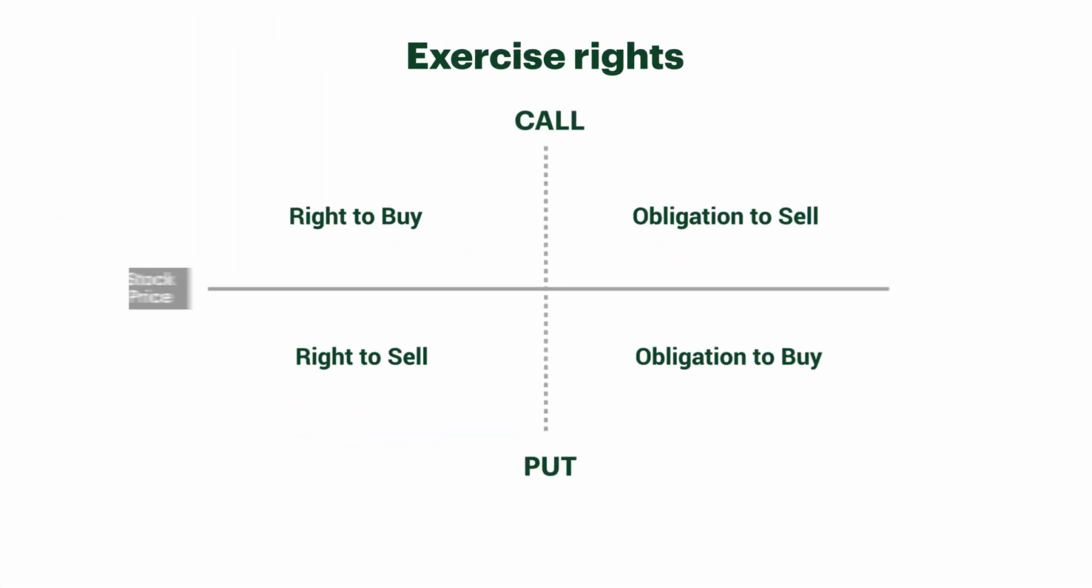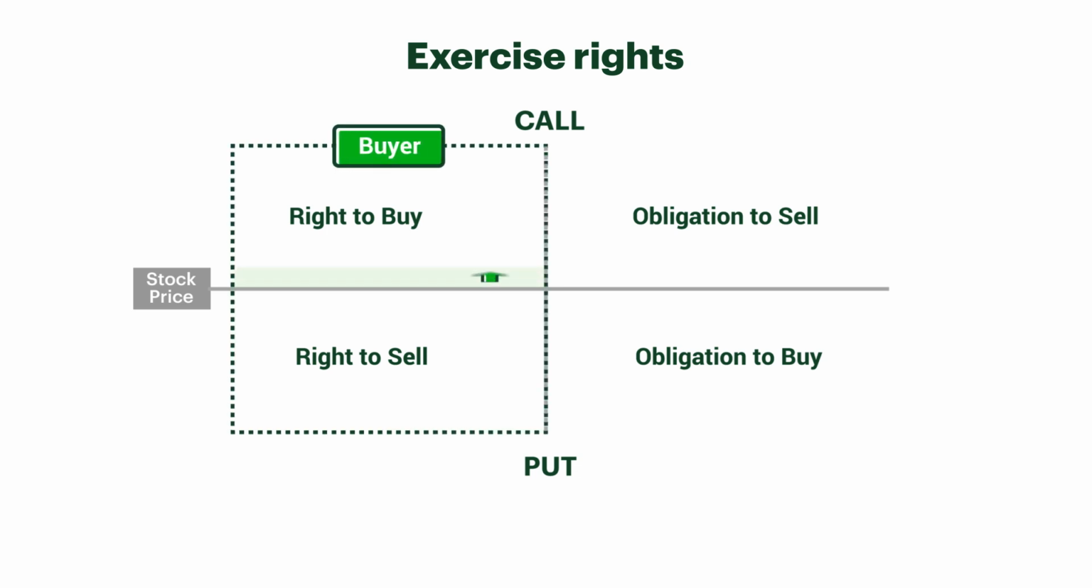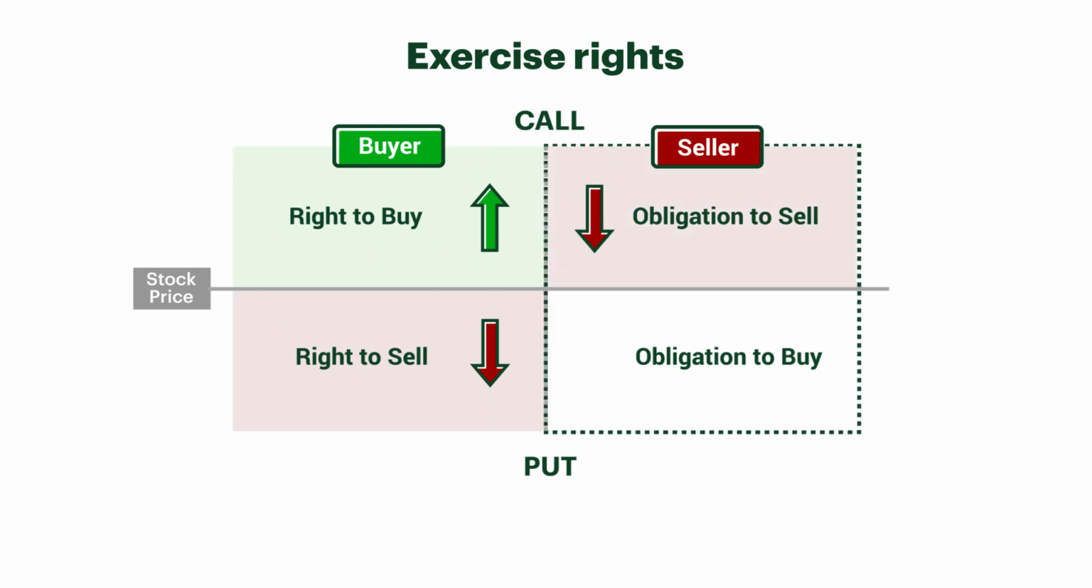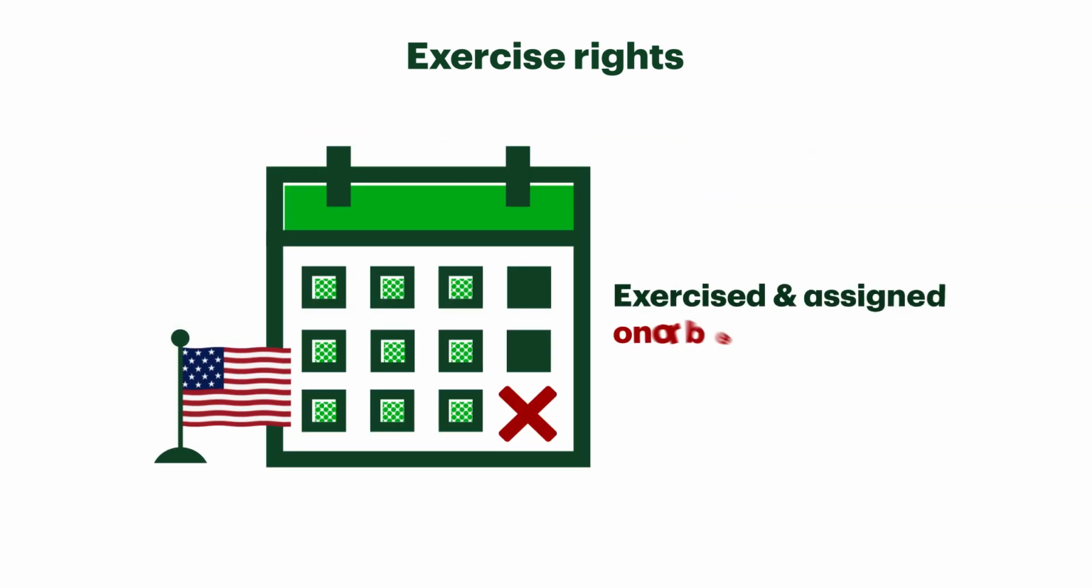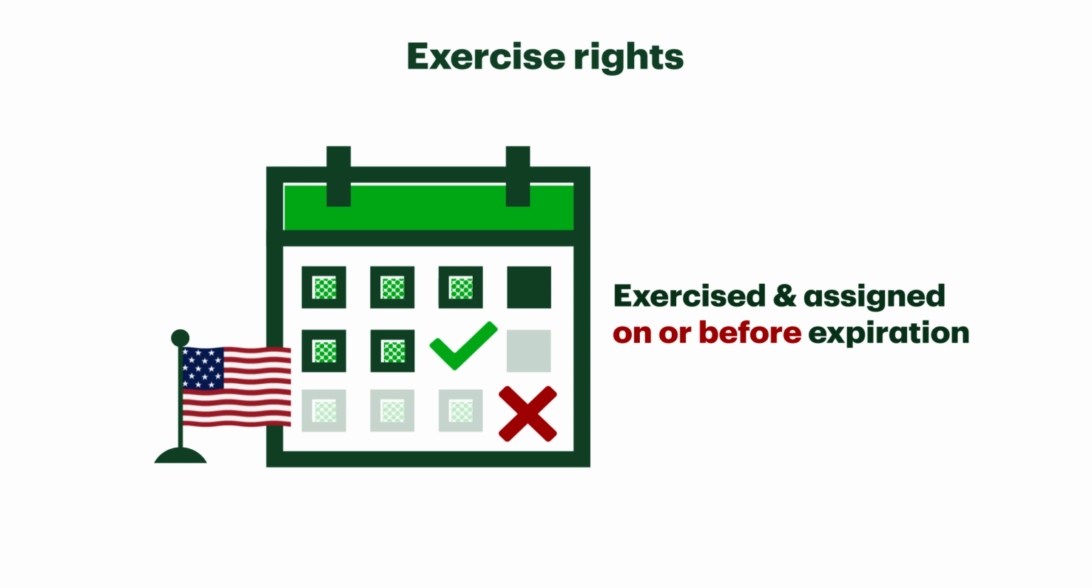The second major difference between American and European options is their exercise rights. Remember that all options contracts permit the buyer the right to buy or sell the underlying asset at an agreed upon price with the seller, who has the obligation to deliver or receive shares if assigned. American options enable the buyer to do so anytime on or before the contract's expiration date. The holder just needs to ensure they have enough funds in their account if they want to hold the position.